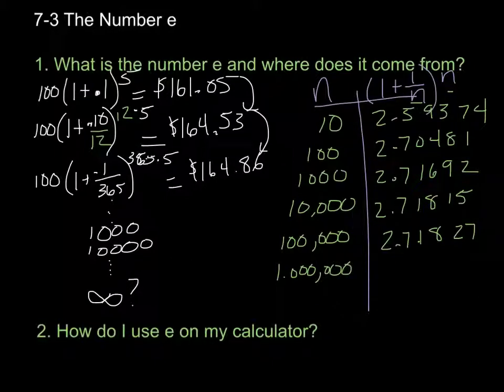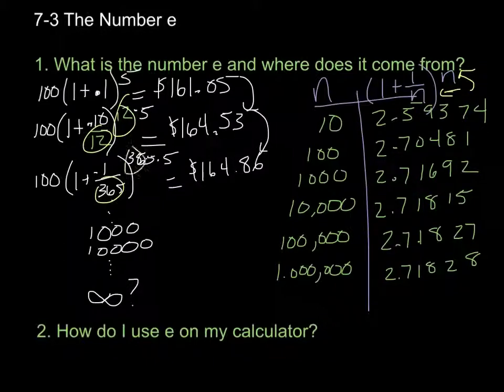1 million, I get 2.71828. Okay, so I want you to notice a couple things here. First of all, this n kind of represents my number of payments in my interest. So you could almost think of this as I'm paying you interest 10 times a year, 100 times a year, 1,000, and down here I'm paying you interest 1,000,000 times a year. But what I want you to notice is the final numbers.